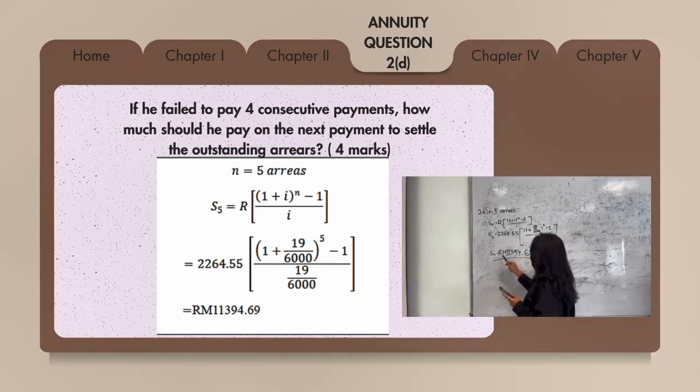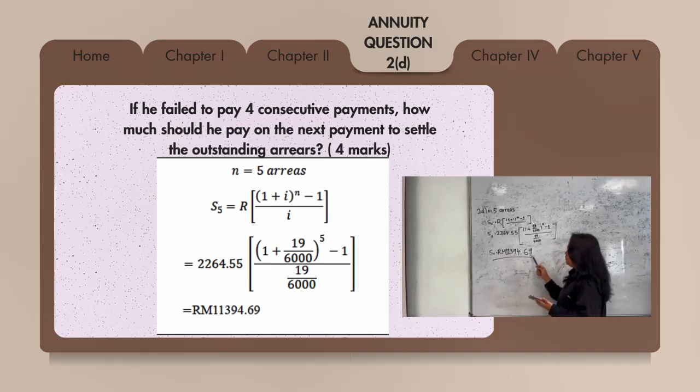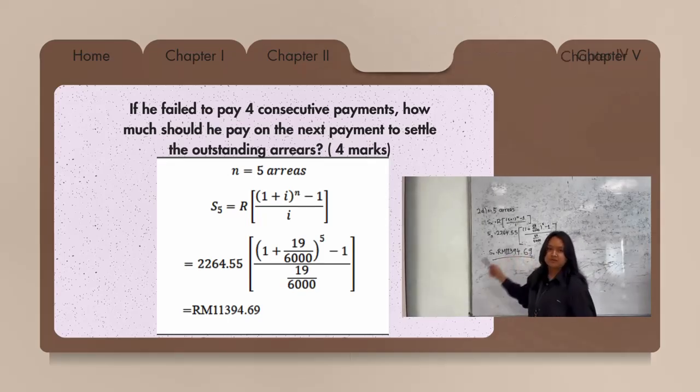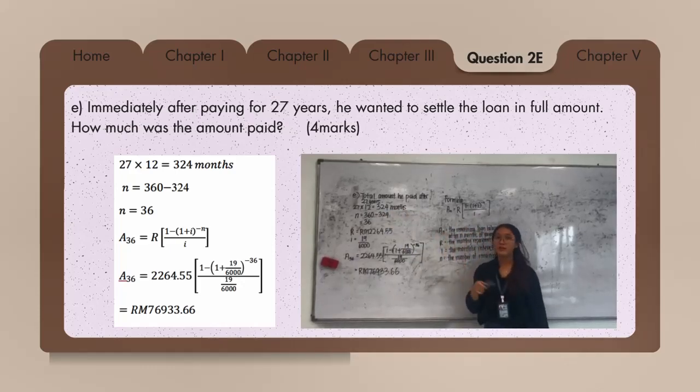A5 is equal to RM11,394.69. So he needs to pay this amount on the 5th month. For question E, they want us to calculate the total amount that he paid after 27 years.